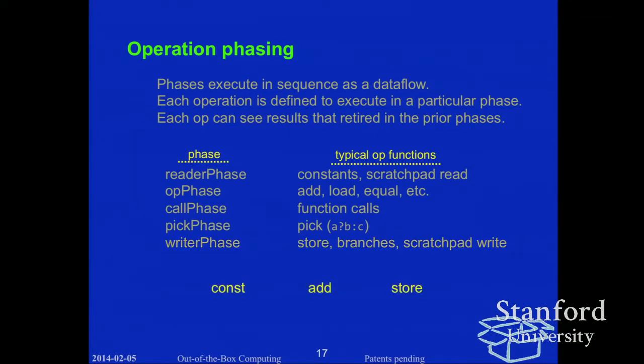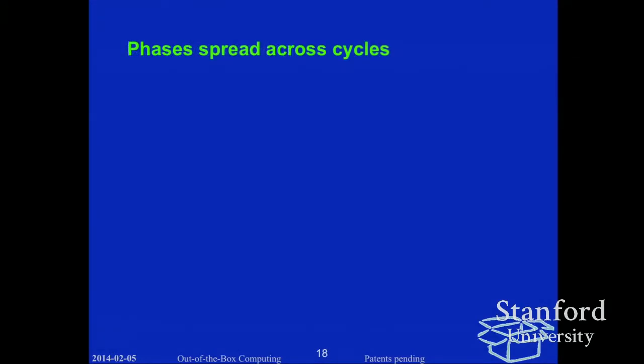Our const, add, and store, which we had in our example code. The const is in reader phase, so it can pass data to the add, which is in op phase. And the add can pass data from op phase to writer phase. If the phases happen to be the same, you can't pass through, but you can pass to a subsequent phase in the phase order list that I just described.